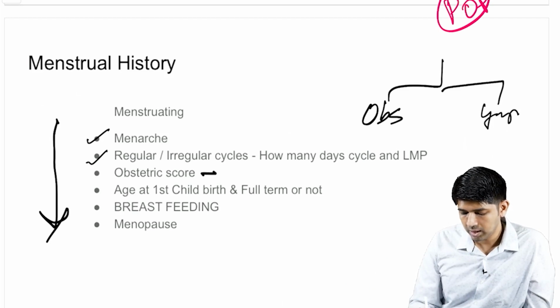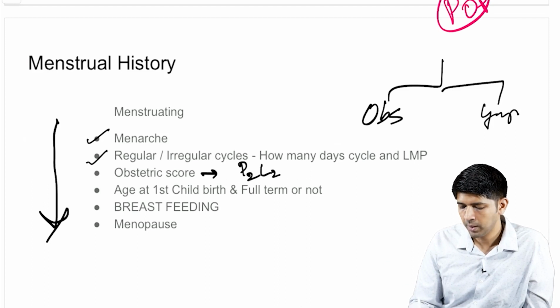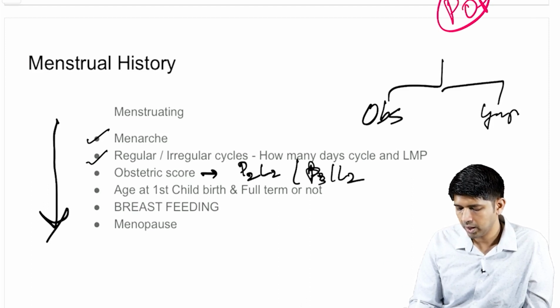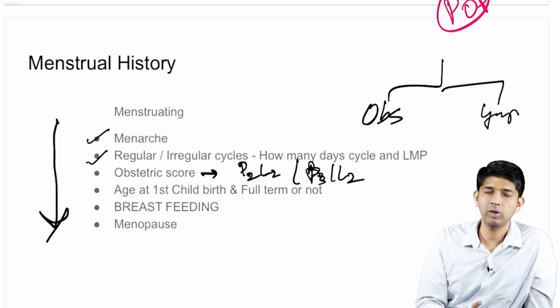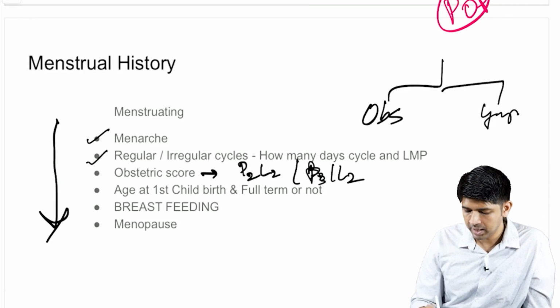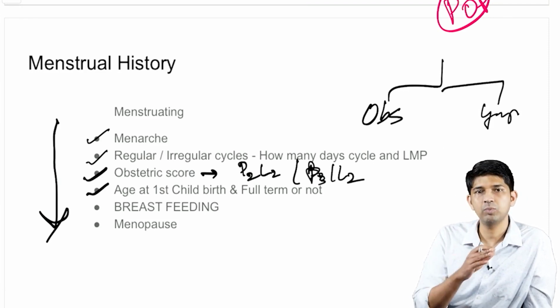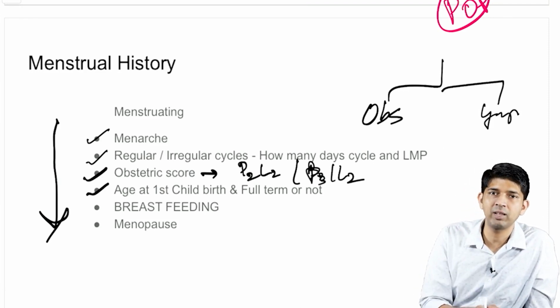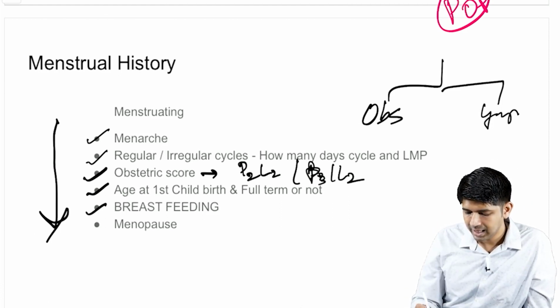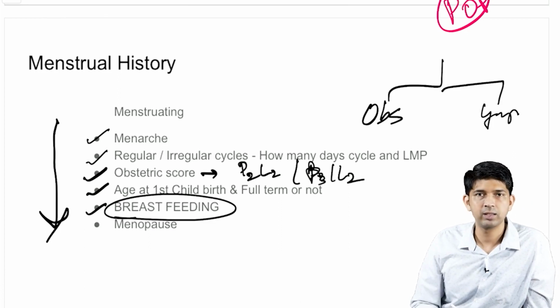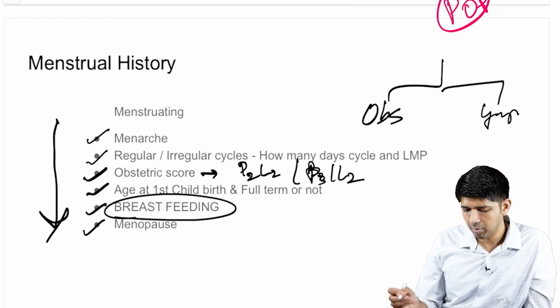Now, before you go to the child, you have to tell how many children she has. So the obstetric score, either in the form of P2, L2 or P3, L2, whatever it is. Then talk about the age at which she had her first child. This is important. Like we said, anyone who is more than 35 years of age when they have their first child is at a high risk of developing CA breast. Next, did she breastfeed her children? And last is menopause.